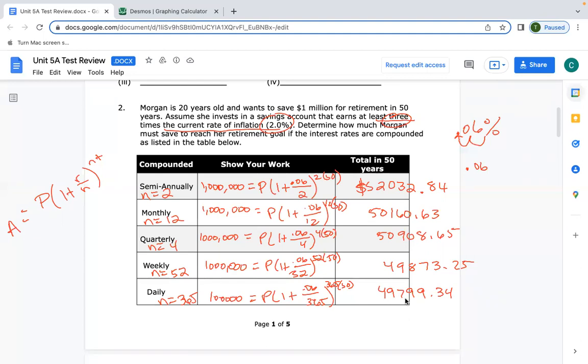Daily would be the best one. Okay. It's being compounded every single day. So she's making more money every single day. Does that make sense? Okay. Again, the beauty of actually using Desmos is just being able to go back in and change that n value, right? Are there any questions about how I went about doing this? Okay, you've got to use your parentheses, otherwise this isn't going to work.